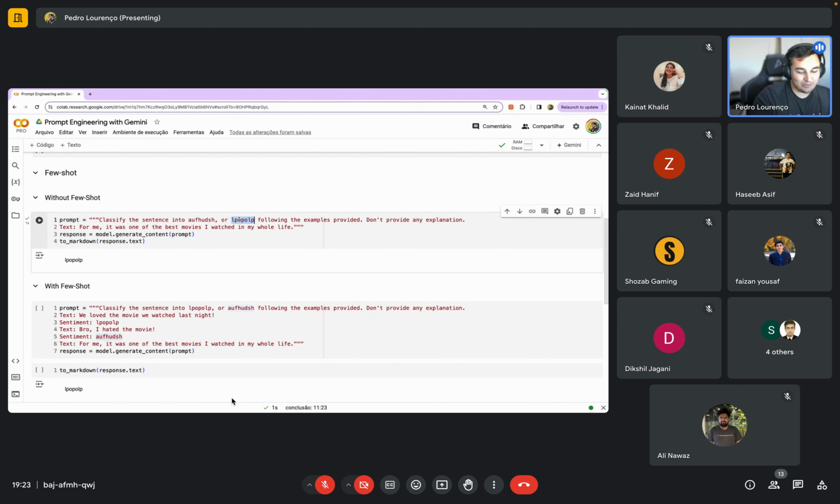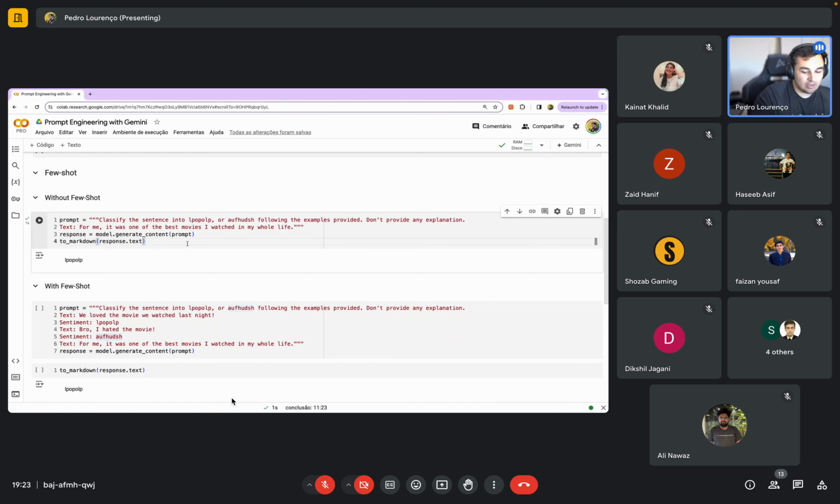Or we can try with a different class. Okay, look, right now it changed the answer. So, yeah, it's basically saying that the model doesn't know what it's doing, because sometimes it's returning one answer, sometimes it's returning the other answer.